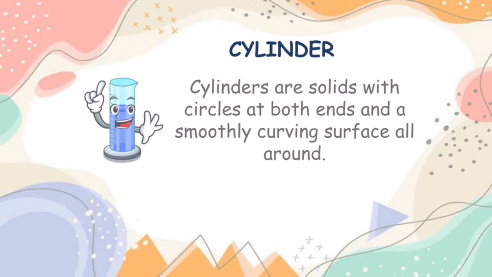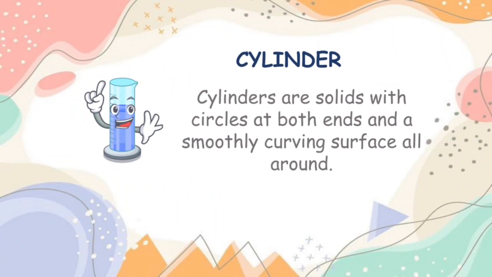Do you know the name of such solids? Such solids are called cylinders. Cylinders are solids with circles at both ends and a smoothly curving surface all around. What about the volume of a cylinder? We know the volume of a prism is a product of its base area and height. Is it the same for cylinders also? Let's check.